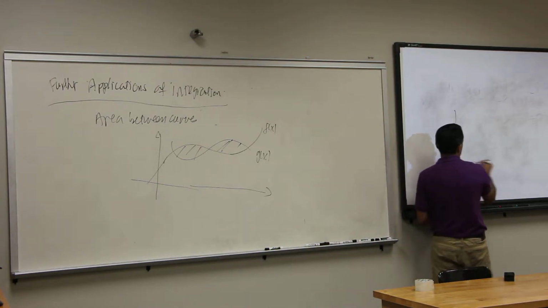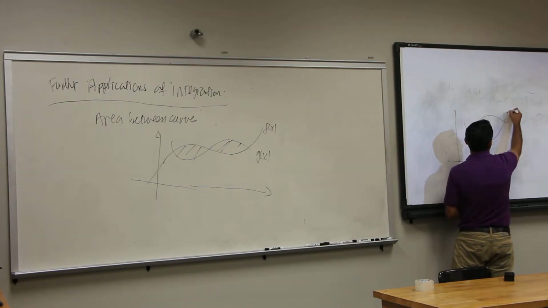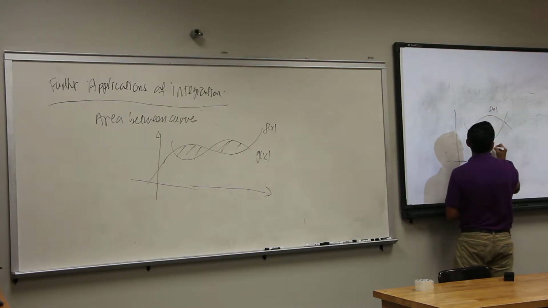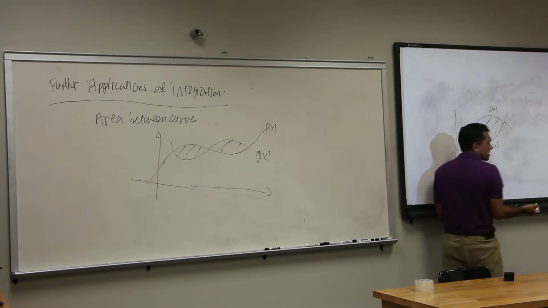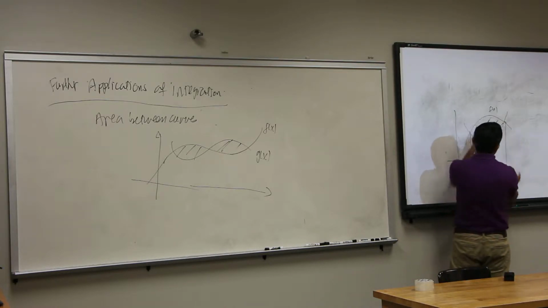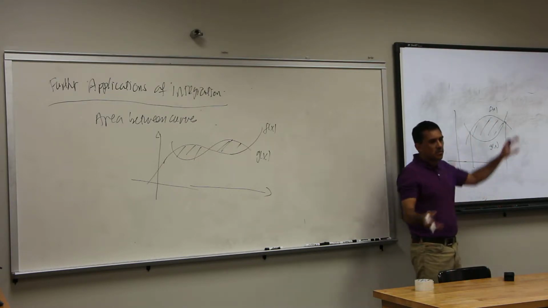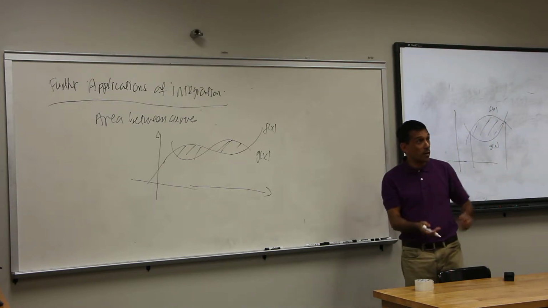A simple situation like this, and you want to find that area. Well, then you say to yourself, find the area under that curve, and then find the area under that curve, and subtract. This is what I call the Math 99 way of finding areas.